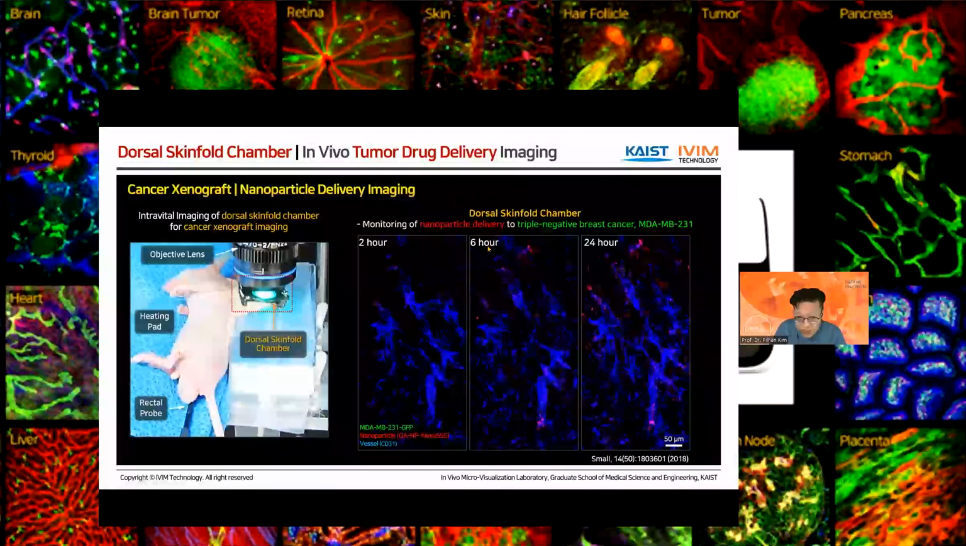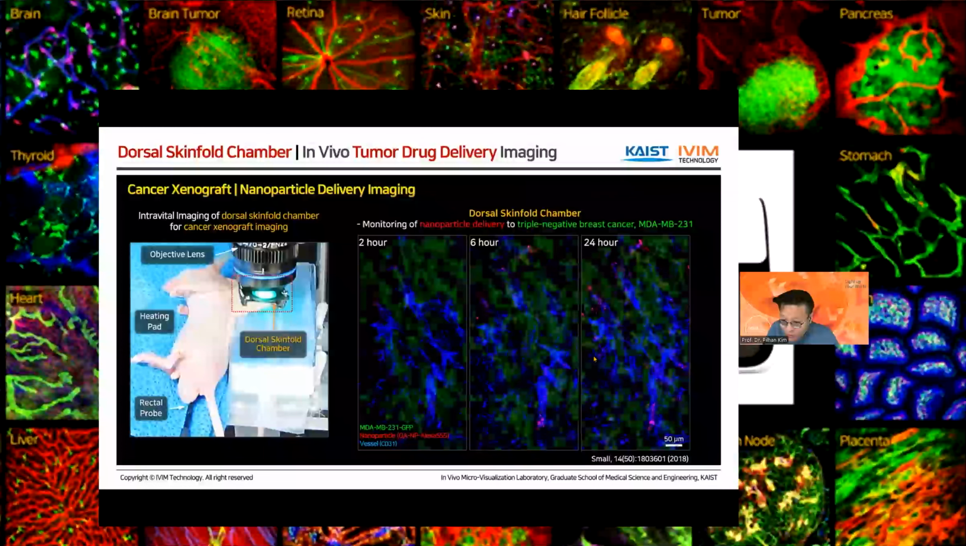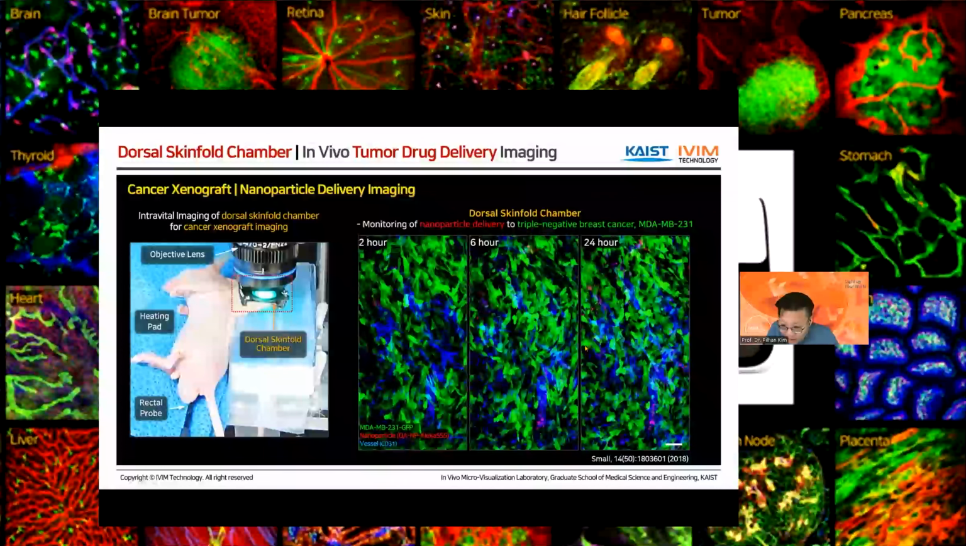So at 6 hours, as we expected, we can see the increase of this nanoparticle, but mostly inside the vessel, so attached to the endothelium. Then at 24 hours, we can see many of this nanoparticle get out from the vessel and then get delivered to the cancer cell, the single cancer cell, like this here, here, and then here and here as well.